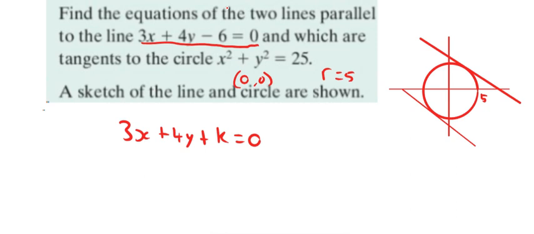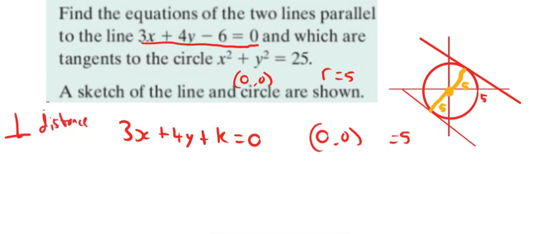What you need to realize is that the distance from the center to the tangent is going to be 5 each time. So it has to be 5 to the tangent from the center, and the center is the point 0, 0. Basically, the perpendicular distance from that line to 0, 0 would be equal to 5. So the perpendicular distance from 3x plus 4y plus k is equal to 0 to 0, 0 has to be equal to 5.